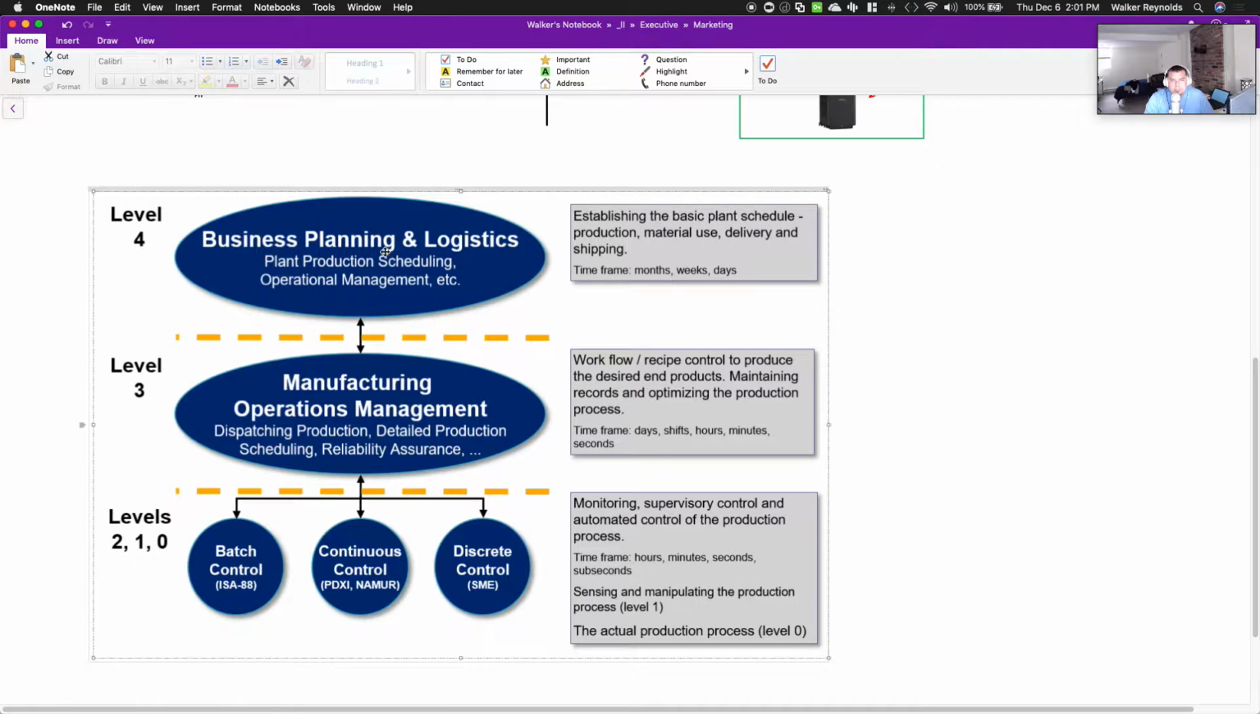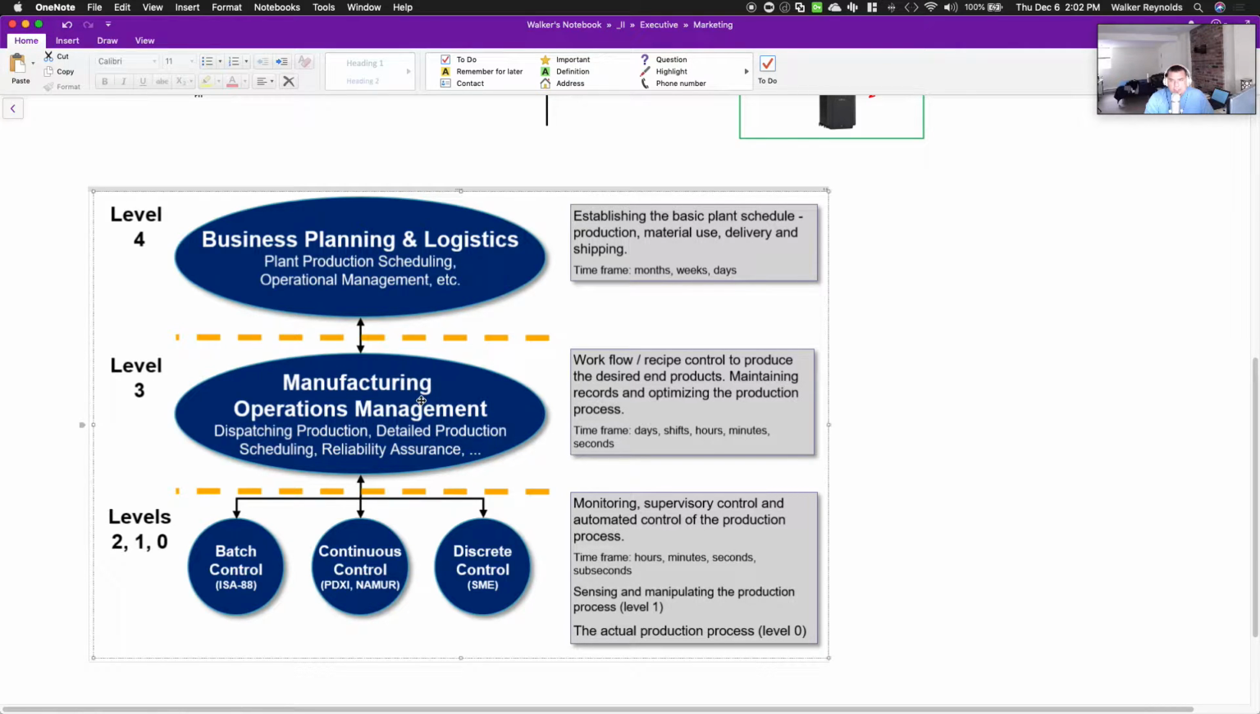I sell a product. I schedule a ship date. I manage my business. I handle accounting, cost analysis, all that stuff. And then I create a work order for the widgets that I'm going to sell. Level 3 is manufacturing operations management. We like to call this execution. This is the execution layer.